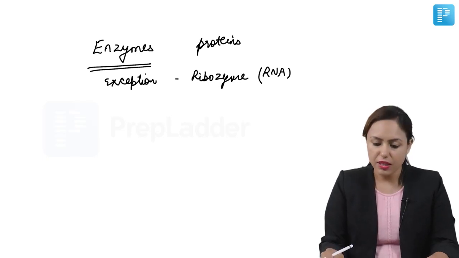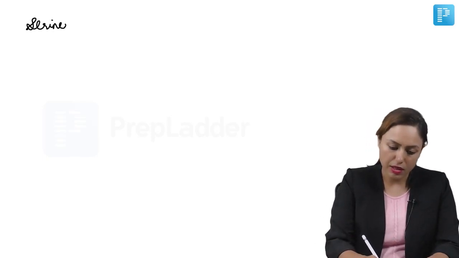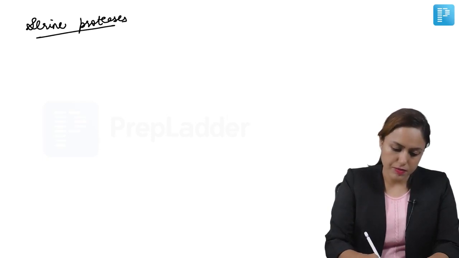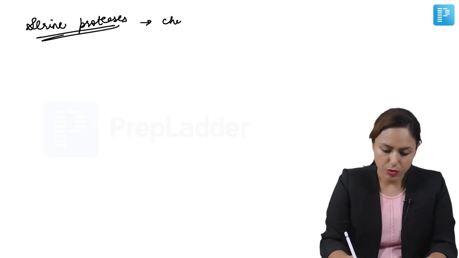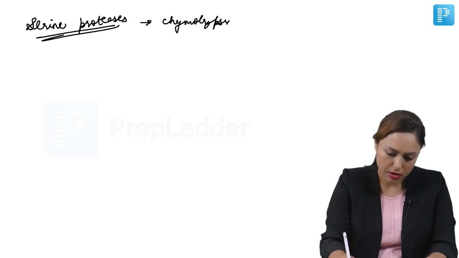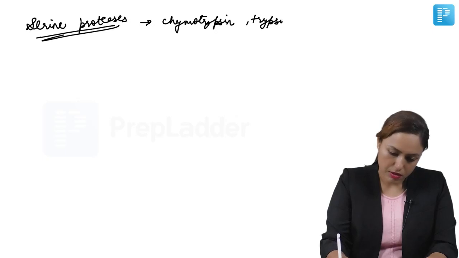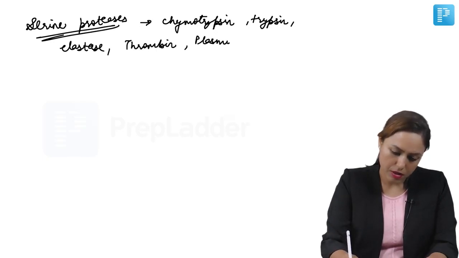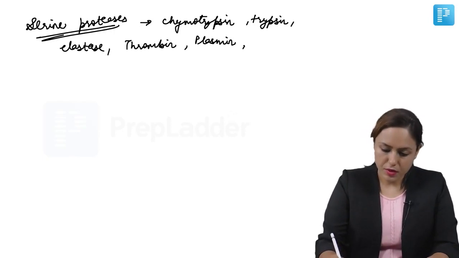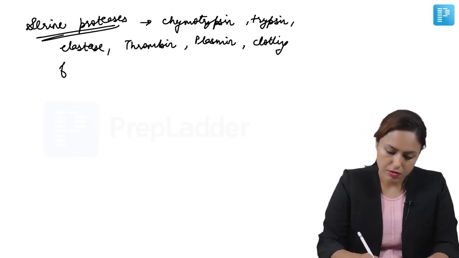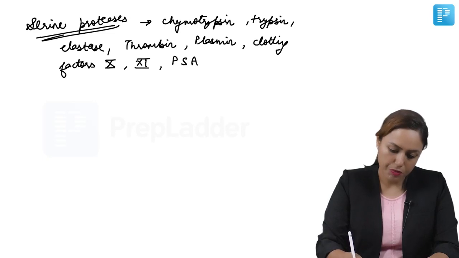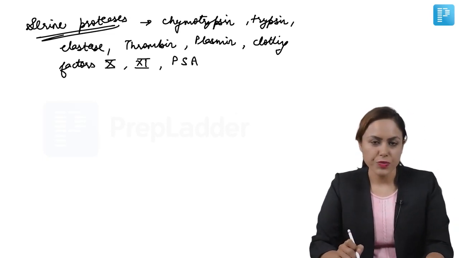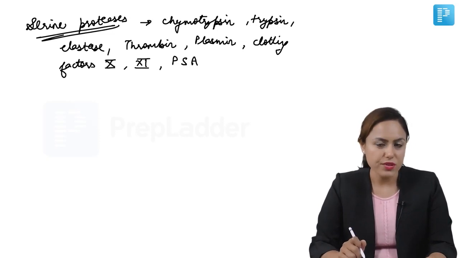Then let's do serine proteases. In serine proteases, examples are chymotrypsin, trypsin, elastase, thrombin, plasmin, clotting factors 10 and 11, and PSA, prostate specific antigen. All these are examples of serine proteases.